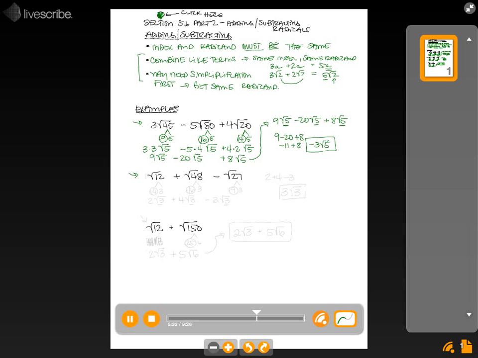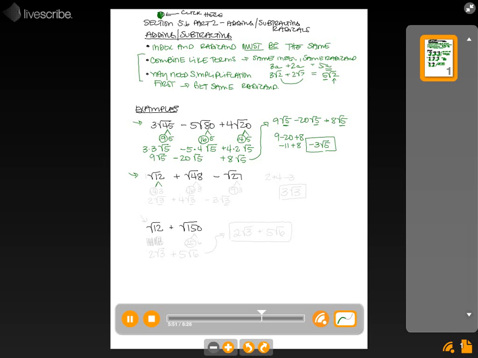Okay, let's look at our second example. Our second example is the square root of 12 plus the square root of 48 minus the square root of 27. None of them, again, have the same radicand. They do have the same index, so if we can get them to the same radicand, we can add and subtract them together. To do that, we need to simplify each one.